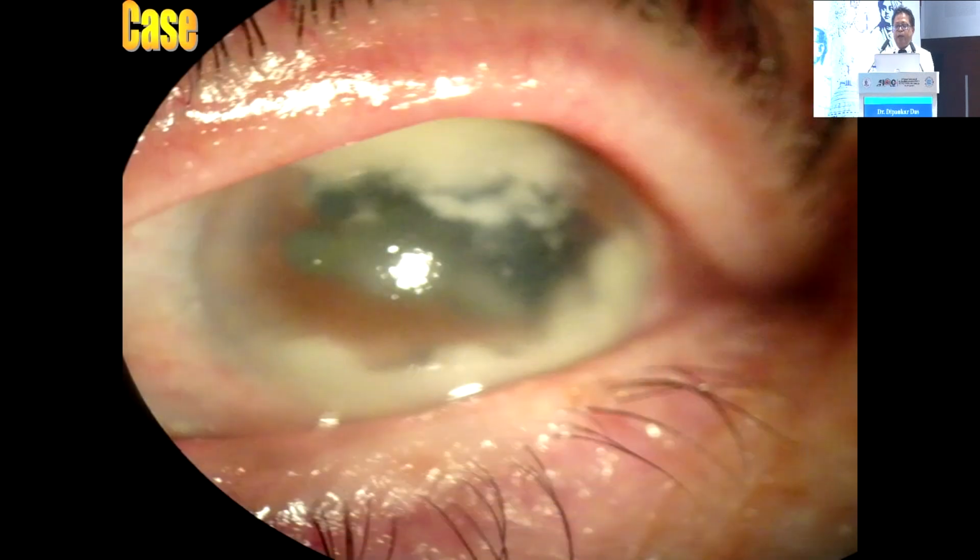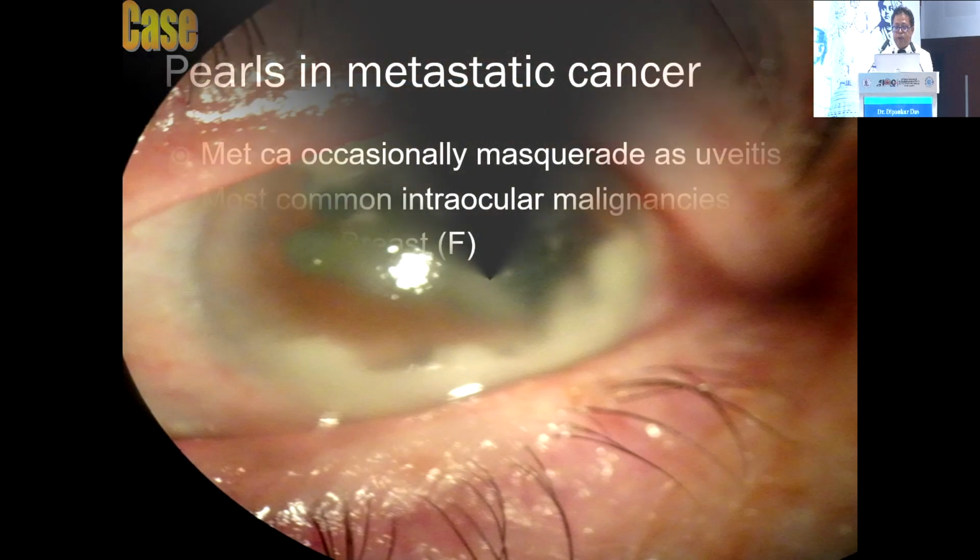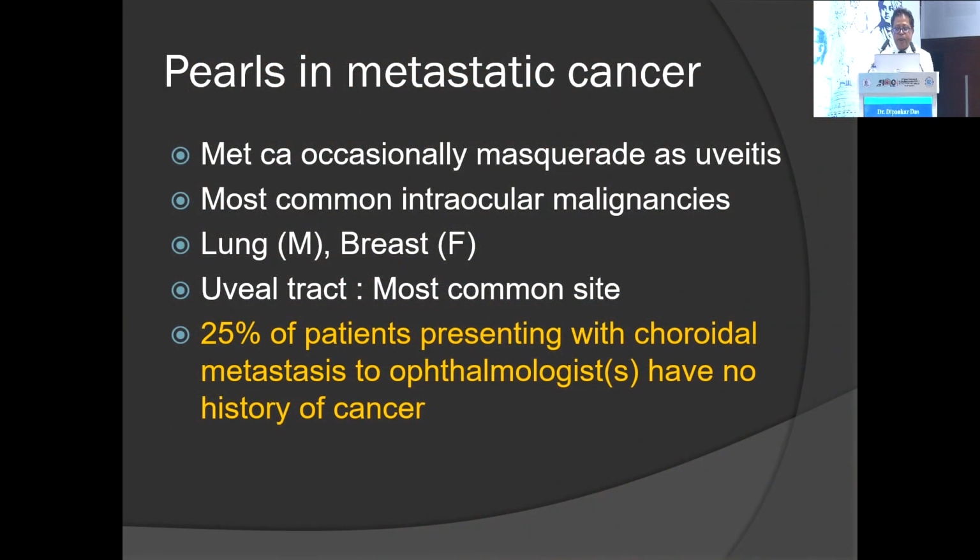See, this is the atypical hypopyon. Superiorly everywhere, and there was an adenocarcinoma from the GIT in this patient. So metastatic carcinoma can occasionally masquerade as uveitis.